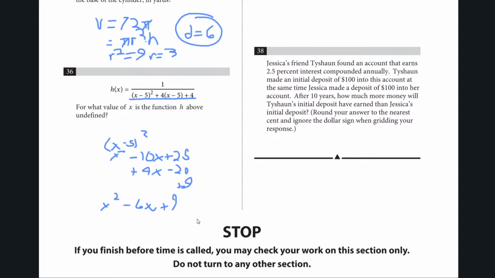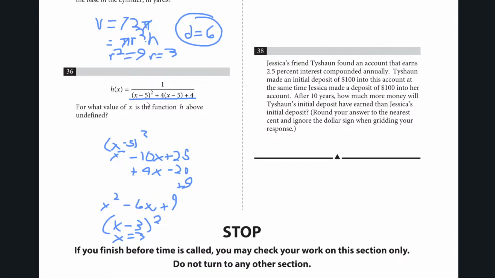This is easily factorable. 9's factors are 3 and 3, and we have a negative 6, which means we are going to have some negative factors. So it's x minus 3 squared. 3 times 3, negative 3 times negative 3 is 9. Negative 3 plus negative 3 is going to be negative 6. So x is equal to 3.